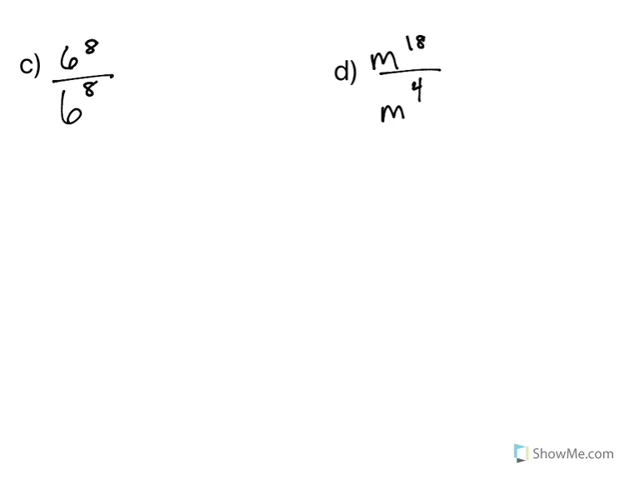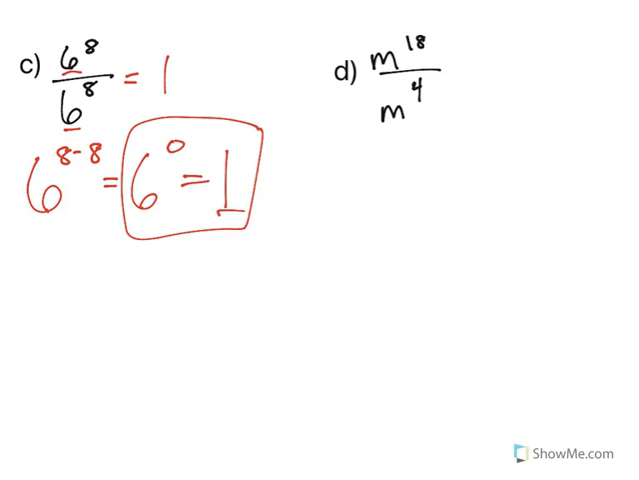Let's do a few more. 6 to the 8th over 6 to the 8th. Now, if you recognize that this is anything over itself is just 1, great. If not, say, well, I have the same base of 6. 8 minus 8 is 0. And anything to the 0 power is 1.